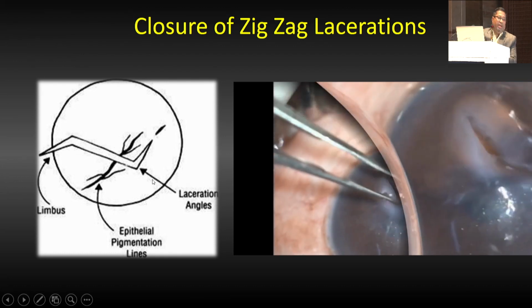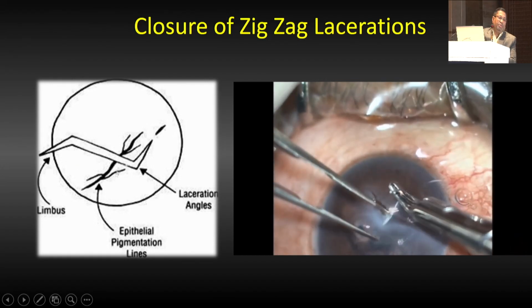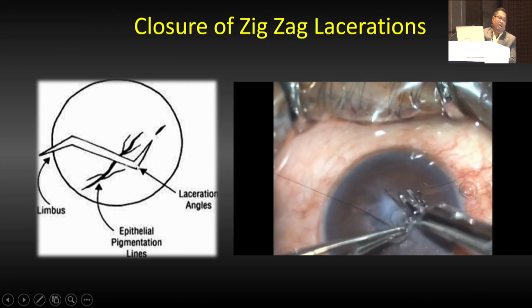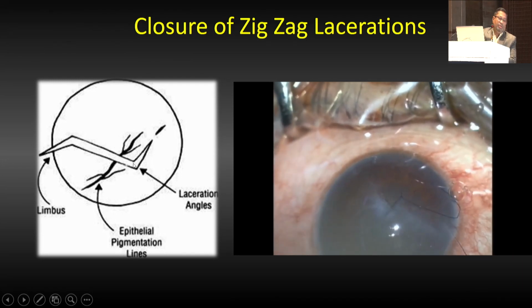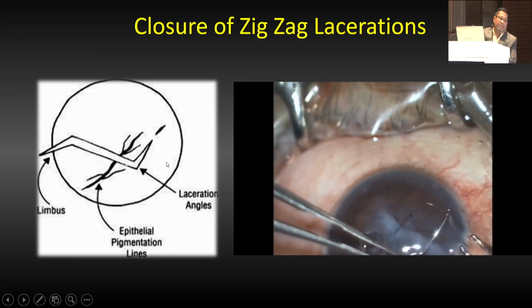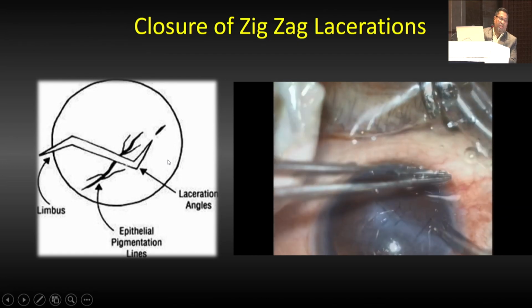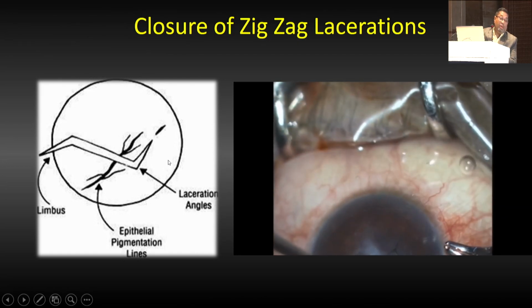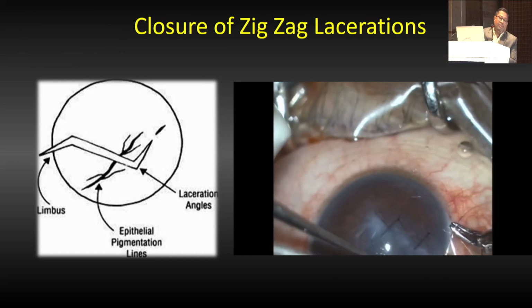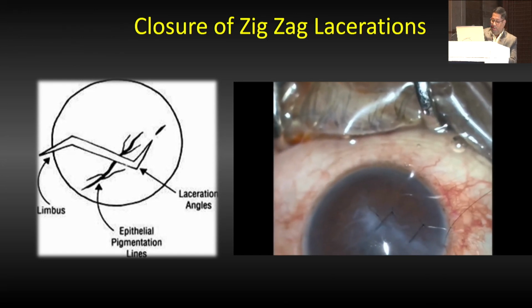So here the anatomical landmark is the limbus, one of the landmarks. Then the vessels or the pigment line epithelium, and the cut angles or the laceration angles. In this case we don't have any anatomical landmark, it is the laceration angle, so we are suturing the laceration angle. Here also we could have started at the limbus first. The limbus has to be done first and then go inside the cornea.